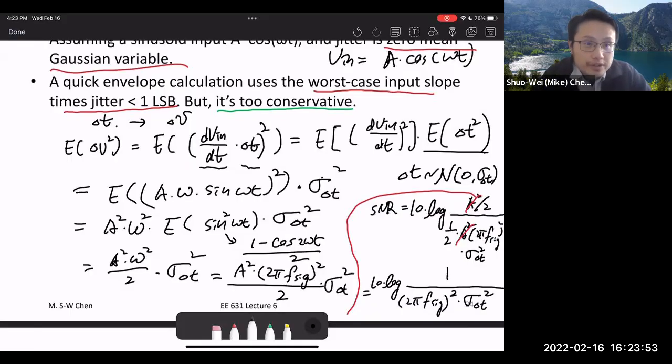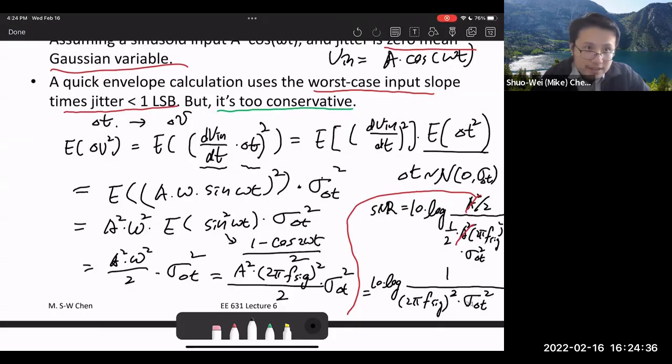Okay, so this is a very interesting result because what this is telling you is that, hey, if you consider the clock jitter for your sampling circuit, sure, you can calculate the corresponding signal to noise ratio. And what this is telling you is that it's just a function of the signal frequency. And of course, it's a function of how large your clock jitter is, right? The standard deviation of your clock jitter. But it has nothing to do with your input amplitude, right?